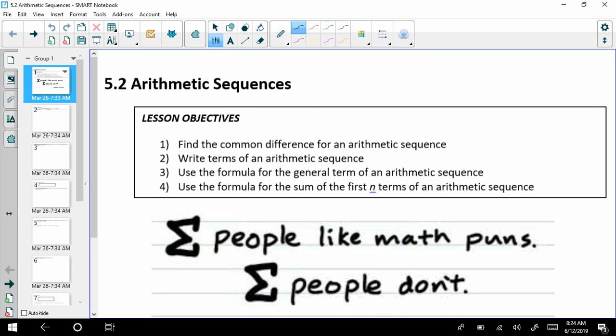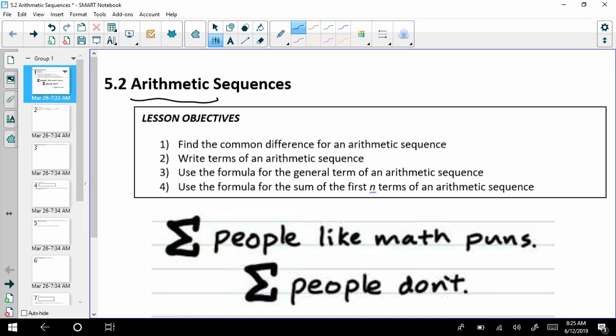Section 5.2 finds us looking at a specific type of sequence called an arithmetic sequence. And you might be saying, wait, are you saying that wrong? Isn't it arithmetic? Well, when it's used as an adjective in the math world, it's actually arithmetic. So this entire section today is going to focus just on arithmetic sequences.